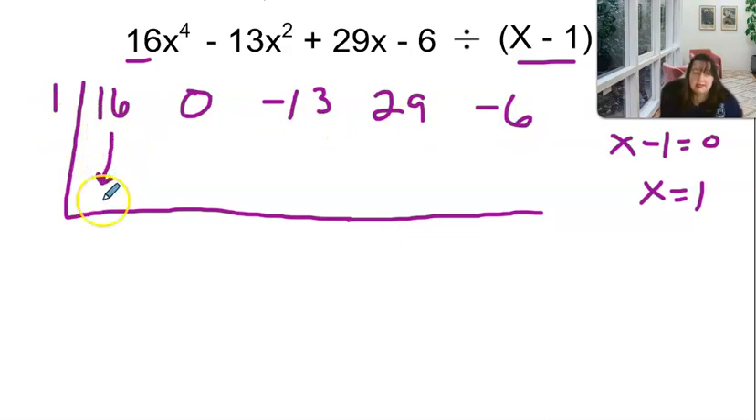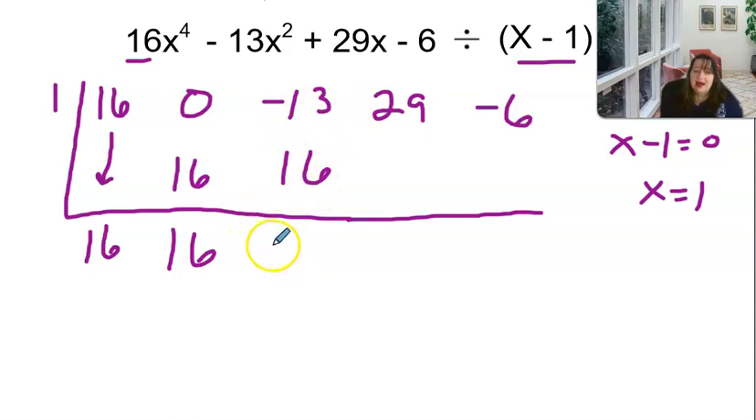I'm going to write my 16 right here. I'm going to go 1 times 16, which is 16. I'm going to add these two. I end up with 16. And I have 1 times 16, so I still end up with 16. And this gives me a positive 3. Okay? Well, 1 times 3 is 3. And this gives me a 32. And 1 times 32 is just 32.